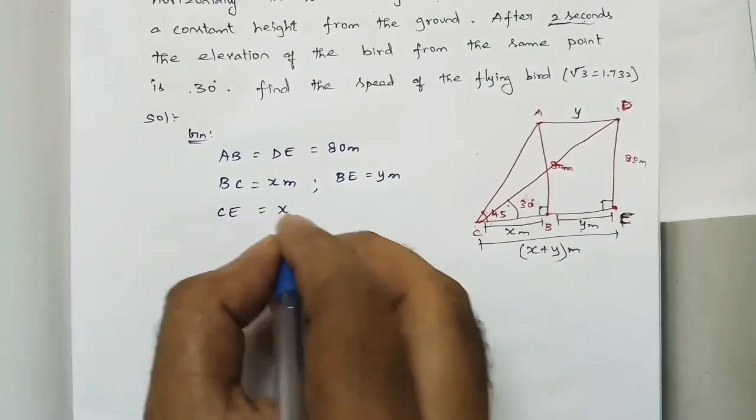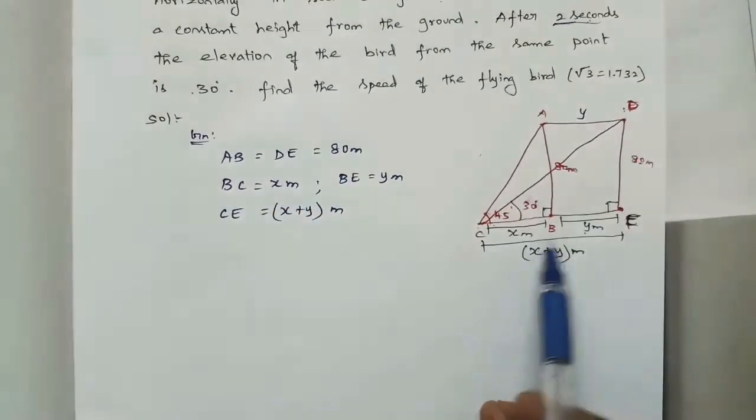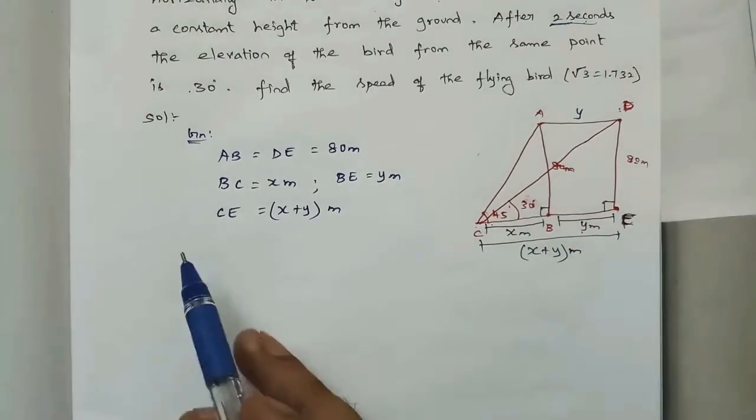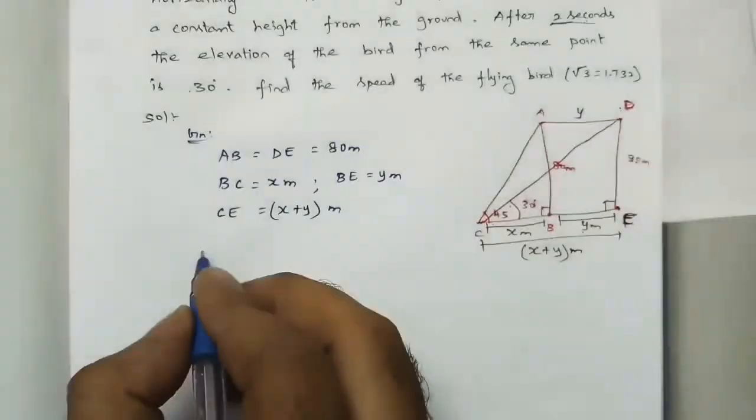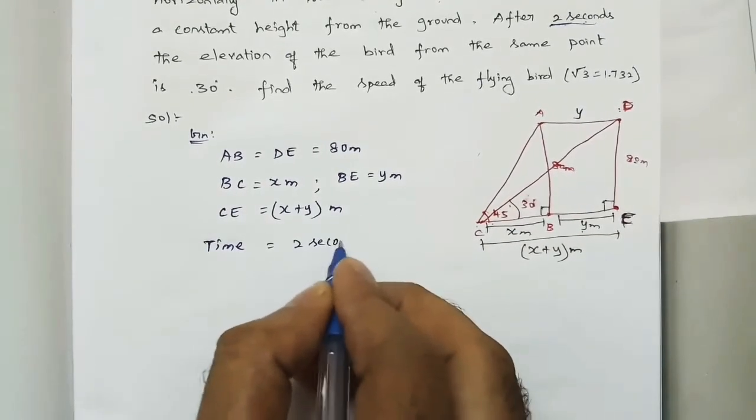CE is equal to X plus Y meter, right? We now know the adjacent side and opposite side of our two right angle triangles, so directly we can find that. One more thing is given: time. What is the time? Time is equal to 2 seconds.